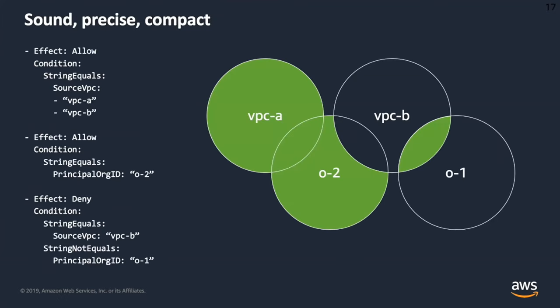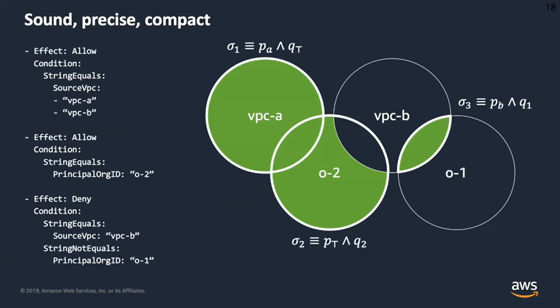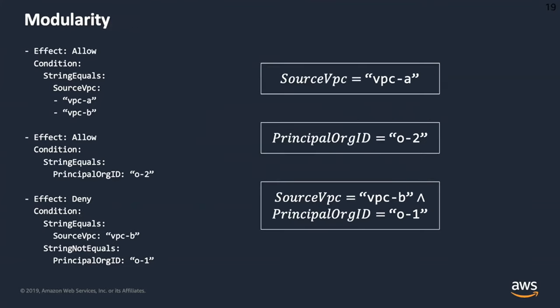Let's see how closely we achieve our informal properties of sound, precise, and compact on our example policy. Here are the findings shown as bold white circles. We can see the findings are sound and compact, but they're not completely precise. There are accesses here that are not allowed by the policy, but which are covered by the findings. To fix this, to improve precision, we would need to introduce negation. In practice, we found negation to be a source of frequent confusion and subtlety. For that reason, we're willing to sacrifice precision for the sake of simplicity.